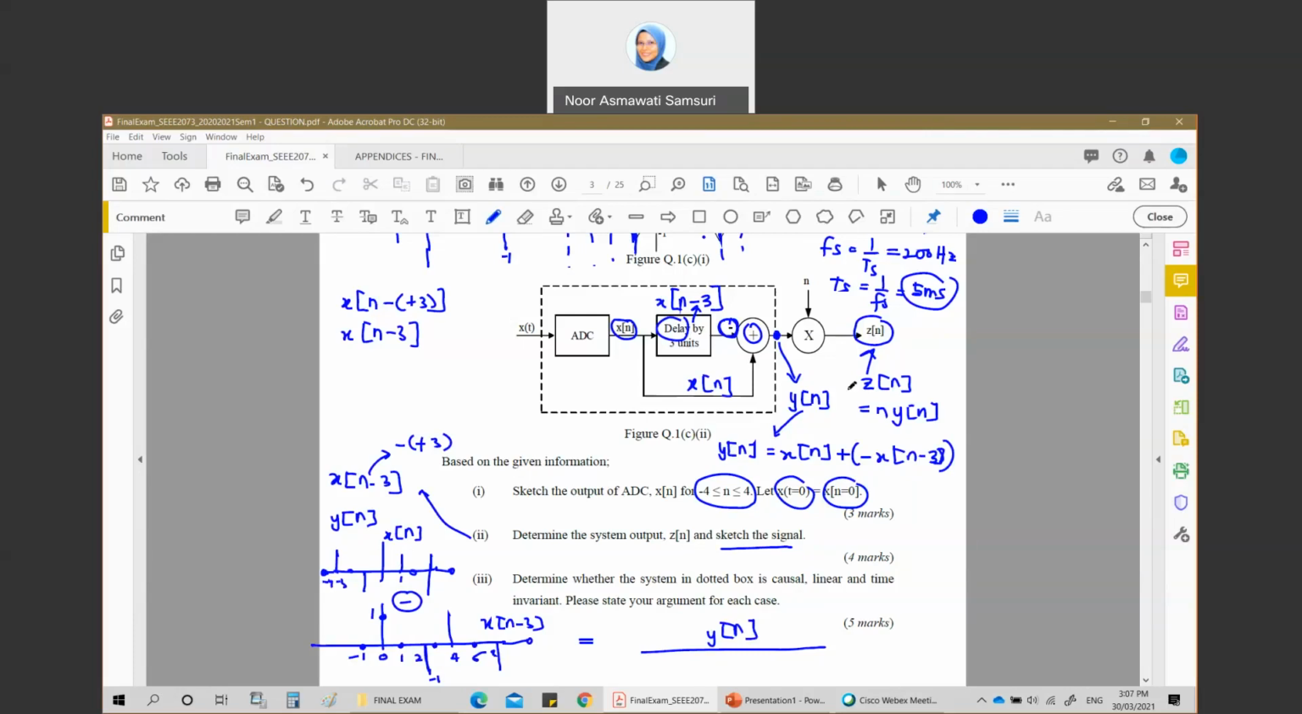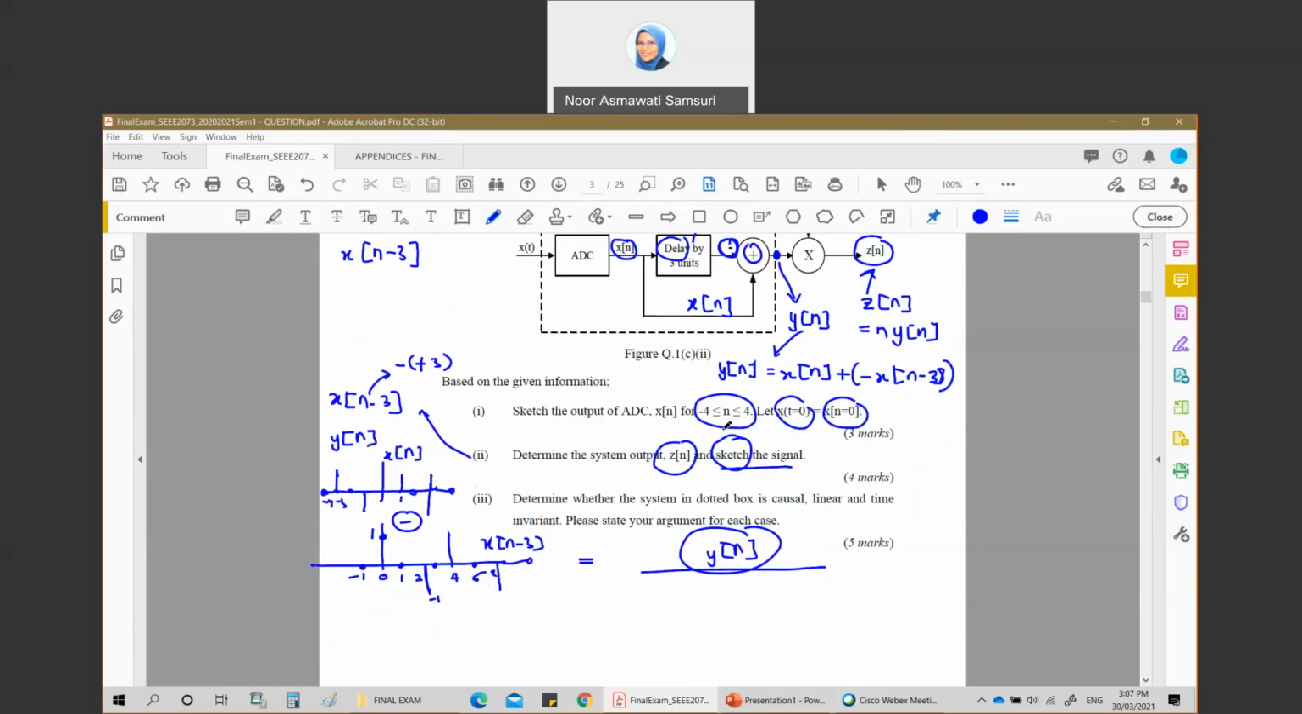Lastly, this Yn will be multiplied with n. In this case, your Yn should be multiplied with its current n. So then your final answer is Zn. Okay, sketch, right?